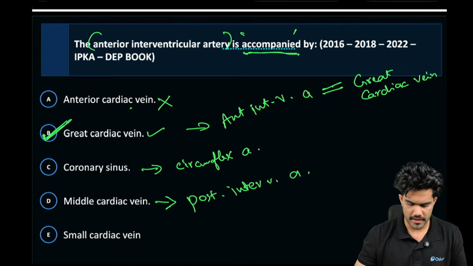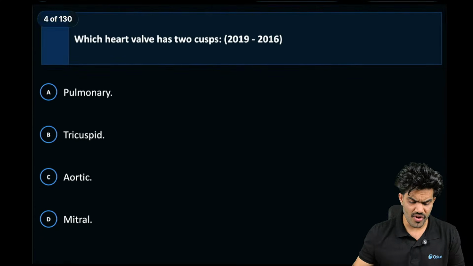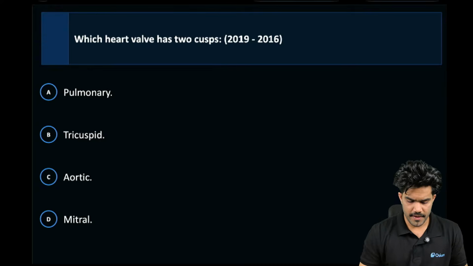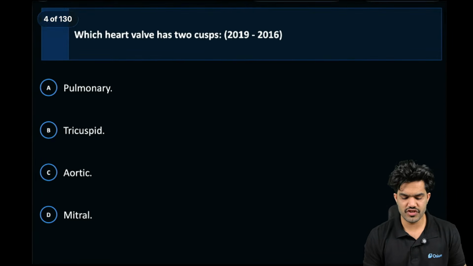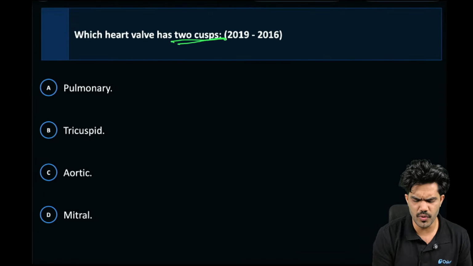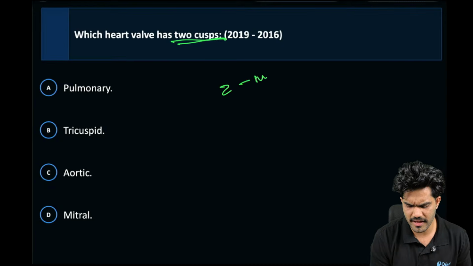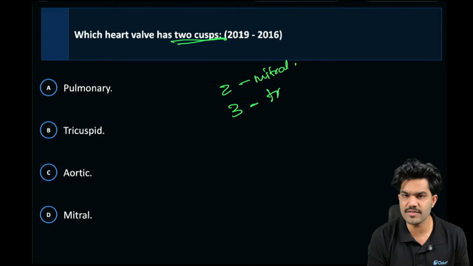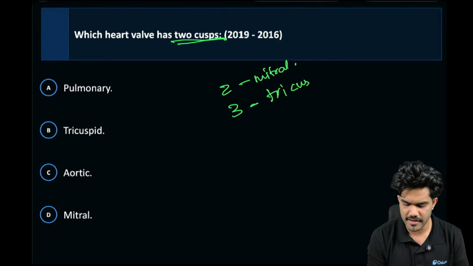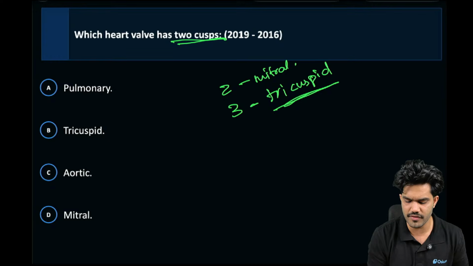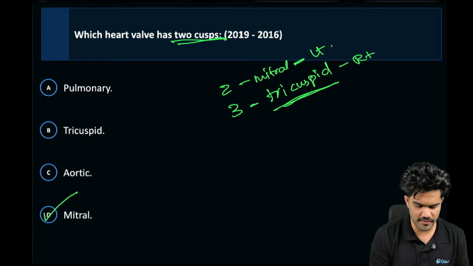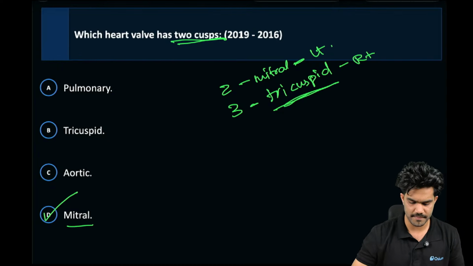Okay, next question. Which heart valve has 2 cusps? Easiest question. See, 2 cusps means mitral valve. 3 cusps, by the name itself, tricuspid. Tricuspid is on the right side, we all know. Mitral is on the left side. So the answer will be D. Easy answer.